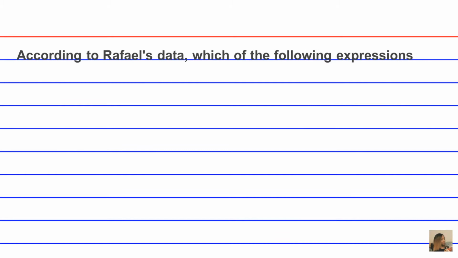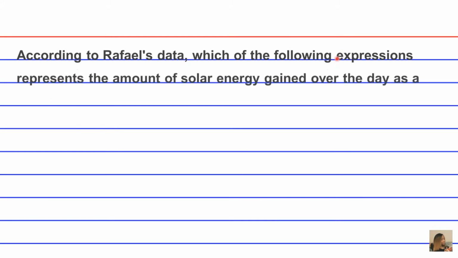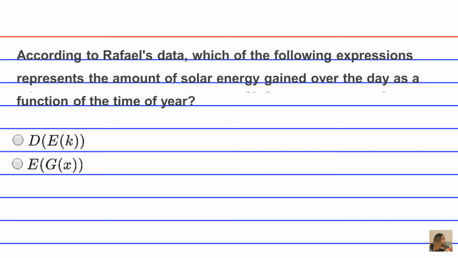According to Raphael's data, which of the following expressions represents the amount of solar energy gained over the day as a function of the time of year? Is it D of E of K? Is it E of G of X? Is it E of D of X? Or is it G of E of X? Let's find out.